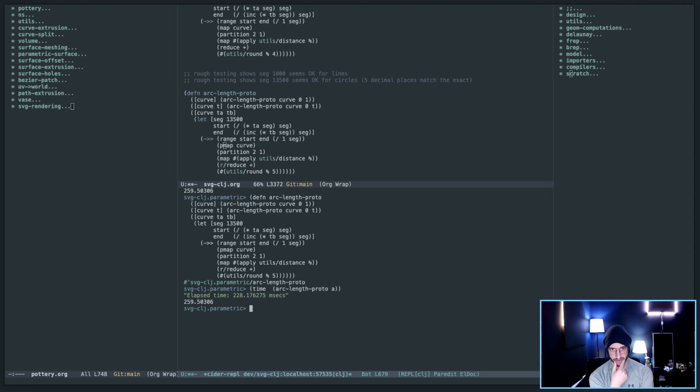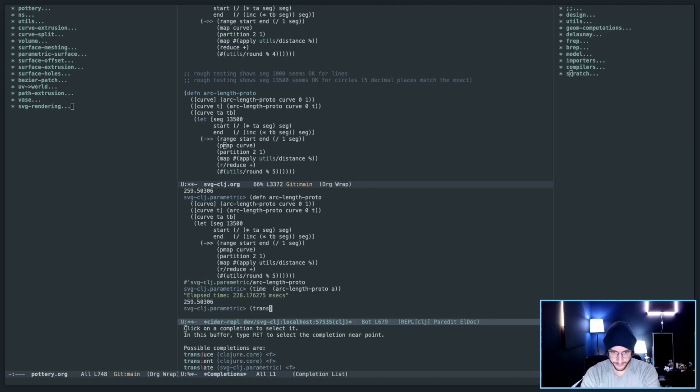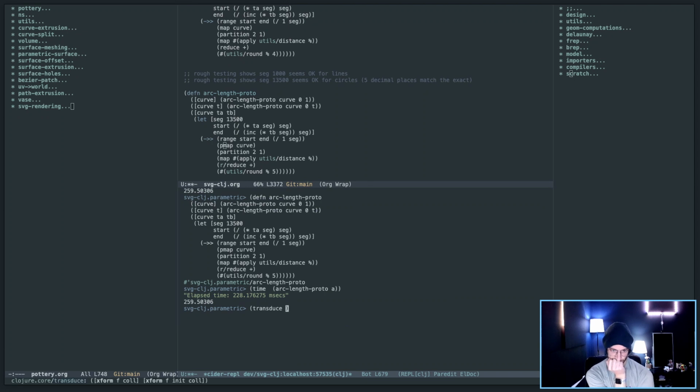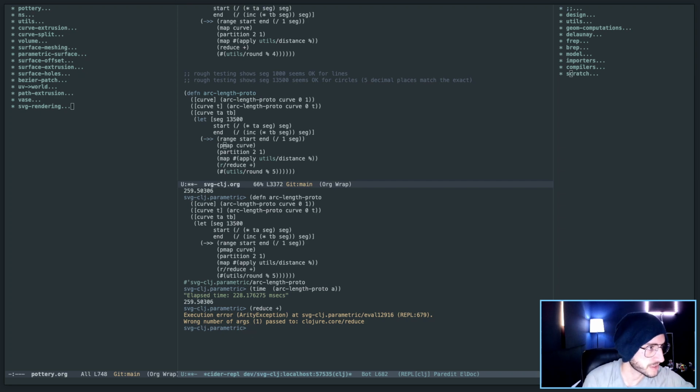Here I'm wondering if I should either, one, figure out how reducers work, or two, figure out how to build a transducer. Because if I do reduce plus, oh, I thought that would return a transducer. No matter. I will be right back though. I have to check something.